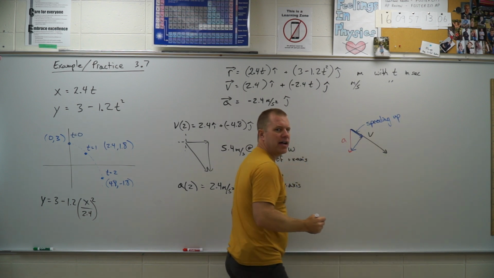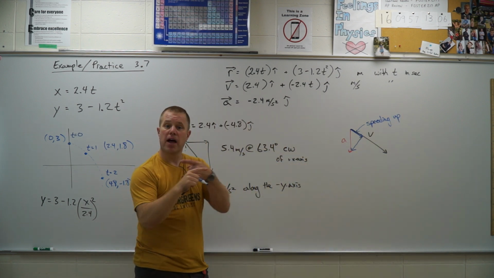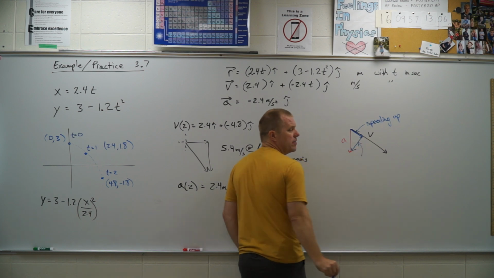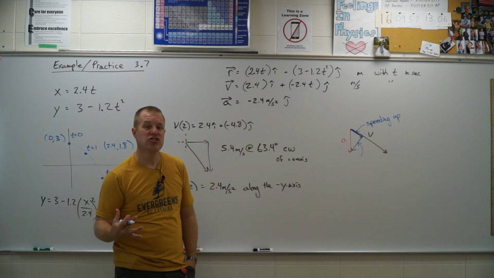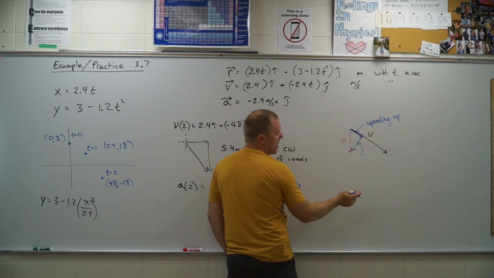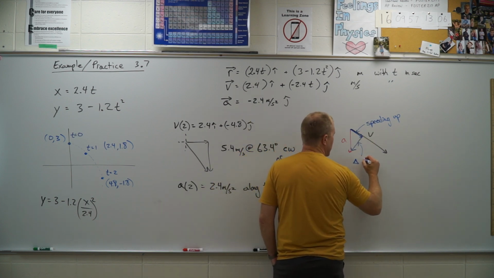If acceleration and velocity are in the same direction, speeding up. If they're in opposite directions, slowing down. This part of the vector is telling me that it's changing directions. And so it would be turning to the right as it was moving. So this is showing me a change in direction.